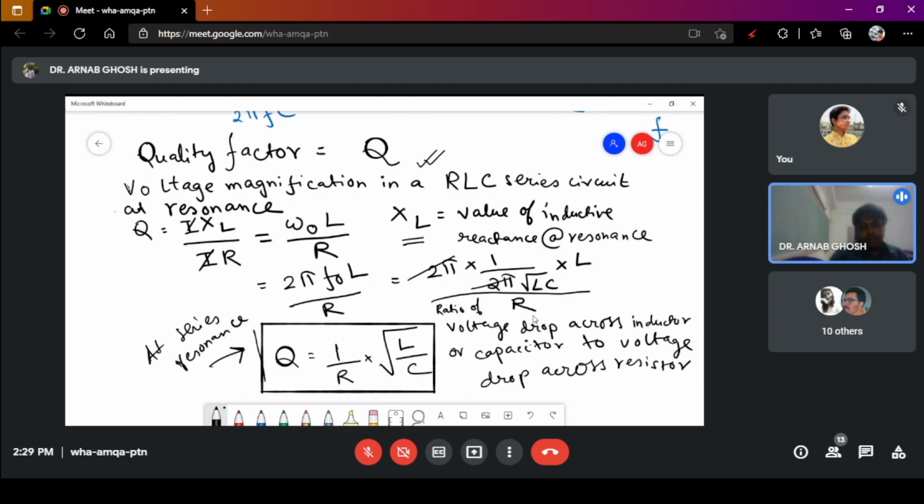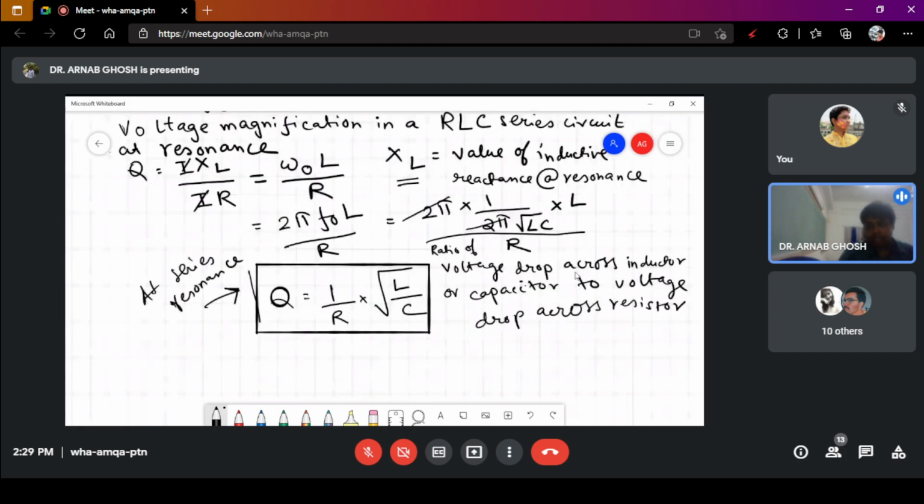So when we are considering bandwidth, we have to know how the voltage across L and C varies with frequency. To know what is bandwidth, you have to know this first. Okay, I think I'm clearly audible.